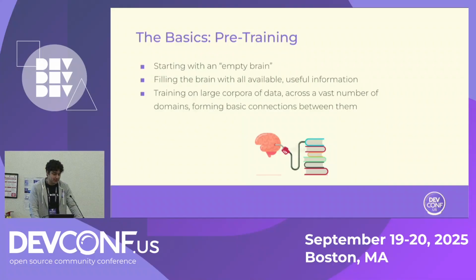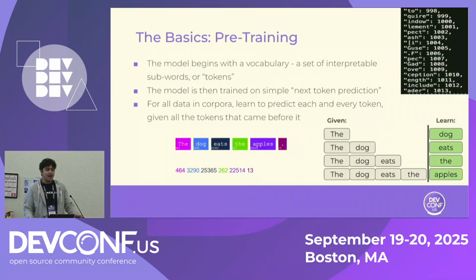So how does this work? To start, every model begins with a vocabulary. This is a set of interpretable subwords or tokens that it can use as input and output. So the model is going to take tokens or subwords in your vocabulary as inputs, and it's going to in turn produce subwords or tokens as output. So this is the key when it comes to any sort of language model usage. Tokens in, tokens out. And in fact, that's all we're training a model to do.